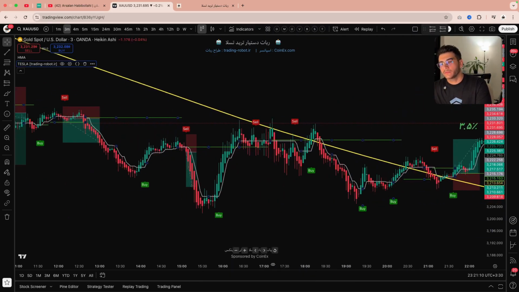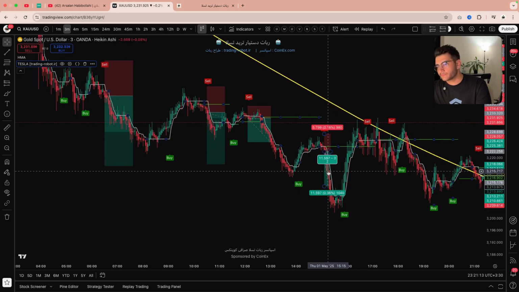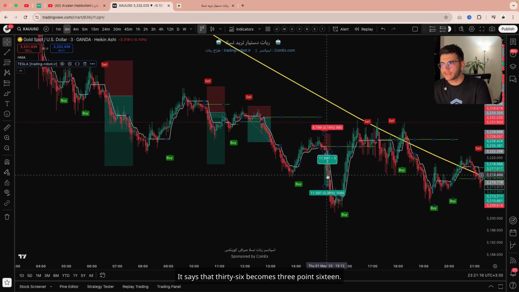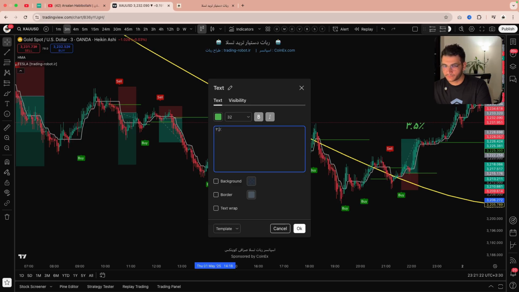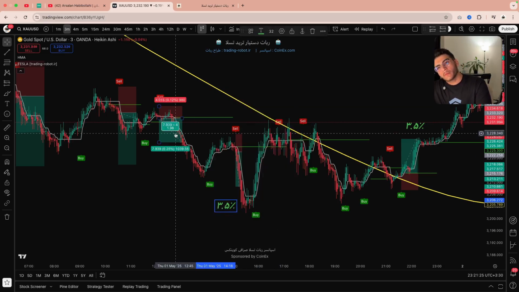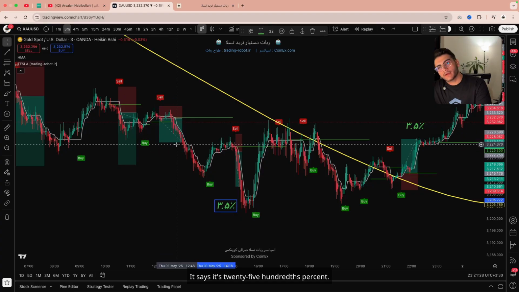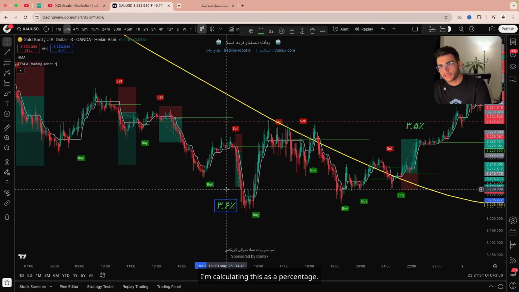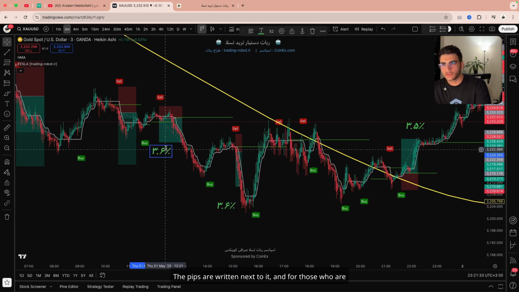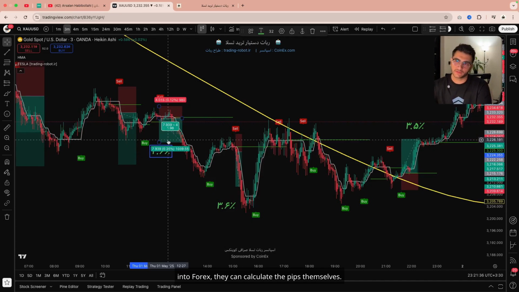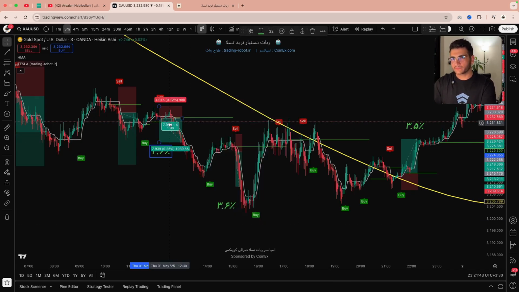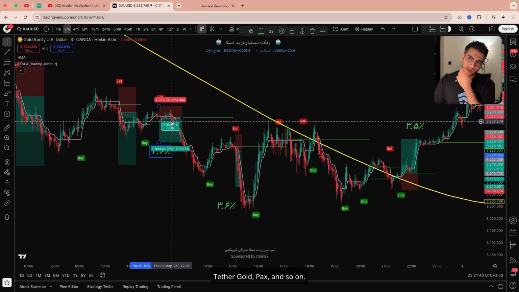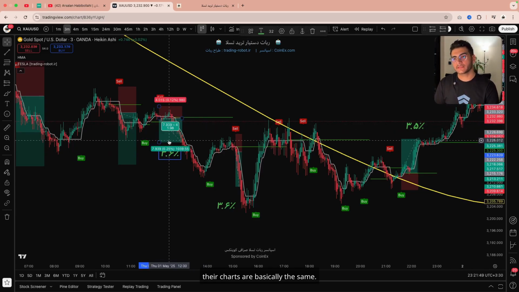We will bring it right over to you. Inverter. It says that 36 becomes 3.16. What about here? It says it's 25 hundredths percent. I'm calculating this as a percentage. The pips are written next to it, and for those who are into Forex, they can calculate the pips themselves. That means you can figure all of this out in pips as well. But now we're explaining it in a way that crypto folks can understand too. Because it's also a kind of digital gold, like Tether Gold, PAX, and so on. You can trade those too. Their charts are basically the same.